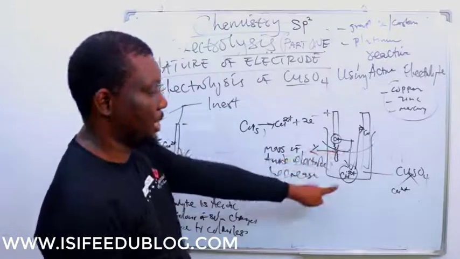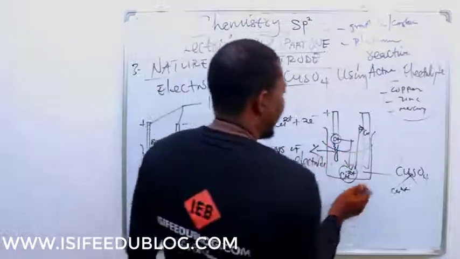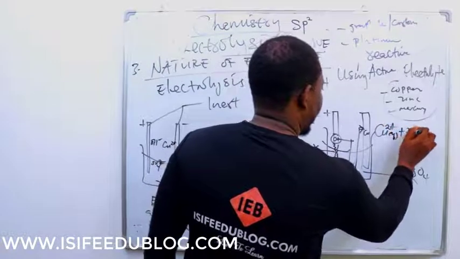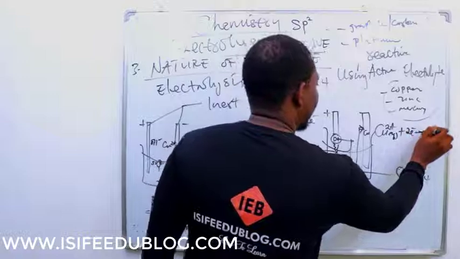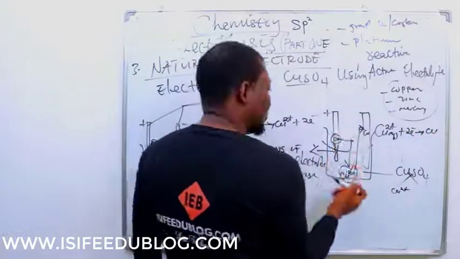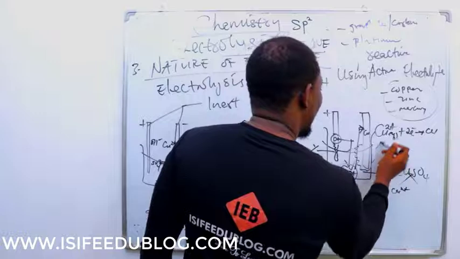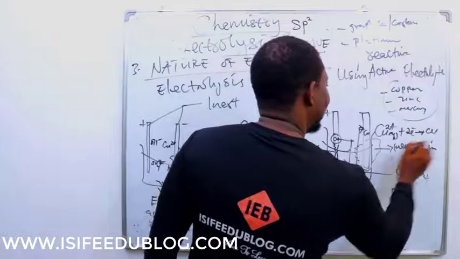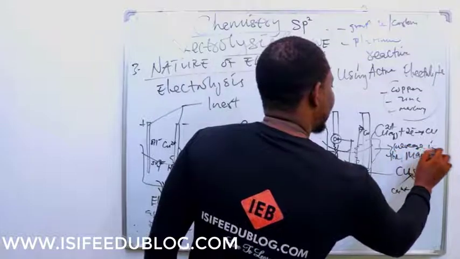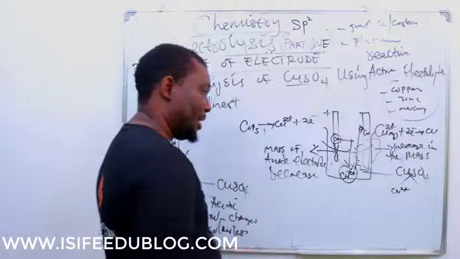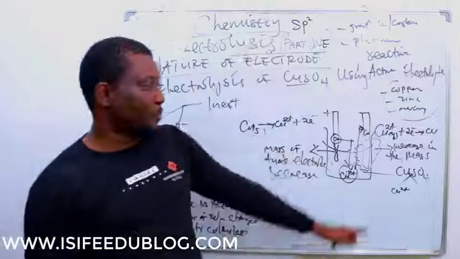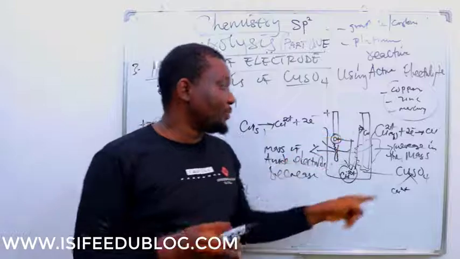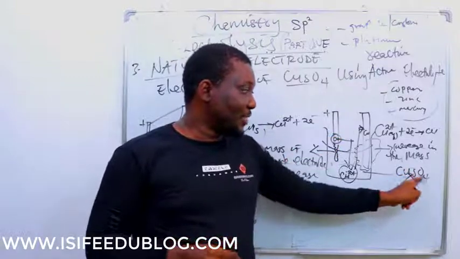The copper that goes into solution migrates to the cathode. Once the copper gets there, in aqueous solution it gains electrons and is reduced, so there will be an increase in the mass of the cathode. Remember, copper from the anode will interfere with the discharge of the ions from the salt.